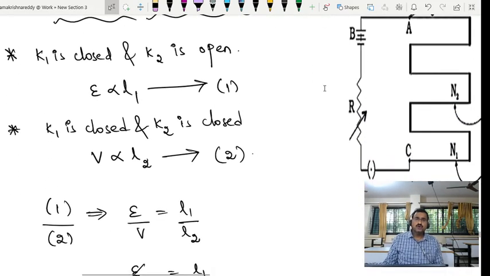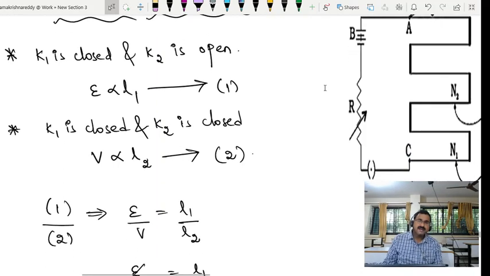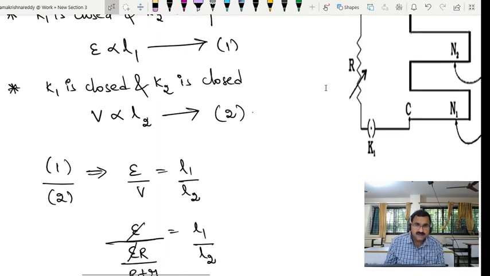So K1 is closed and K2 is open. In the first case, what we are observing is that there is no resistance box, so EMF is directly proportional to the balancing length. When K1 is closed and K2 is also closed, the resistance box is introduced in the circuit, so there will be a potential difference. So there is a voltage drop that we have to calculate, that is V only.